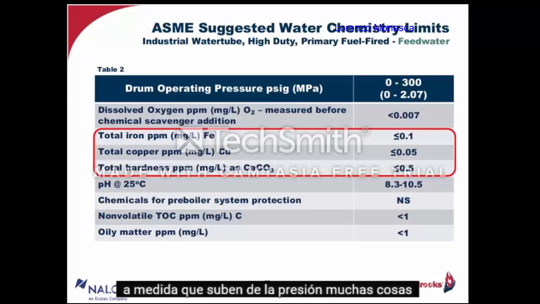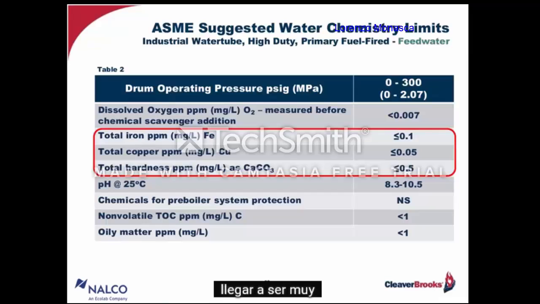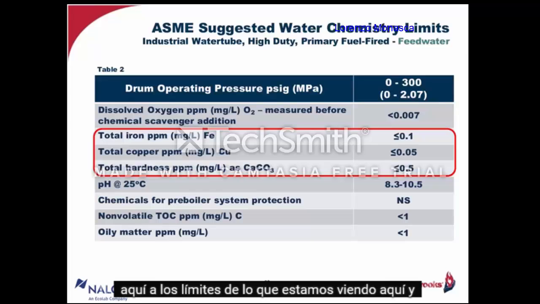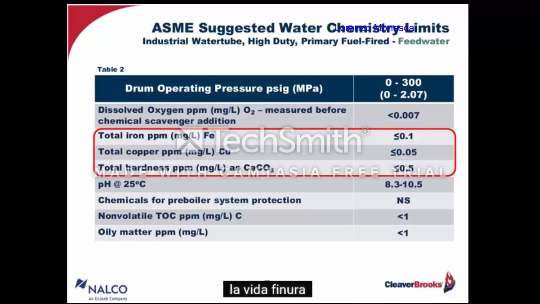That's because as you go up in pressure, a lot of things have to go down in concentration to prevent scale and corrosion and carryover. I also mentioned earlier that there was an entire table just dedicated to fire tube boilers, and the limits for the fire tube boilers end up being very similar to the limits that you're seeing here. And again, I remind you that this particular table is for water tube, but water tube that doesn't have high purity restrictions on the steam, such as for turbines and superheaters and such.